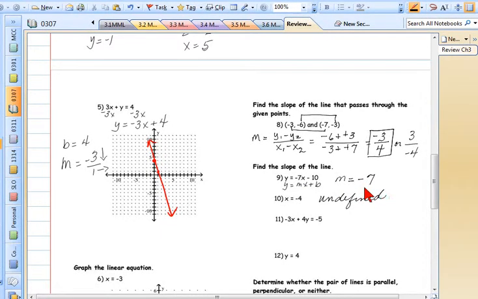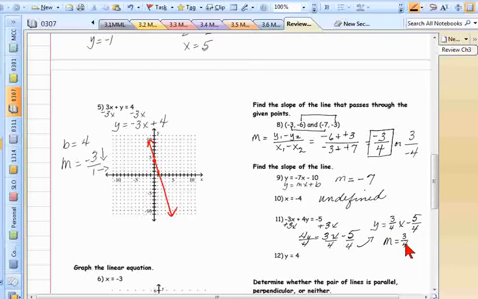Problem number 11, I do need to do a little bit of work. I need to get it in slope-intercept form, so I'm going to add 3x to both sides. That gives me 4y is equal to 3x minus 5. Divide by 4, divide by 4, divide by 4, and I'm going to scoot right over here to write it. I have y is equal to 3/4 x minus 5/4. And the slope, which is the question, is the fraction 3/4.